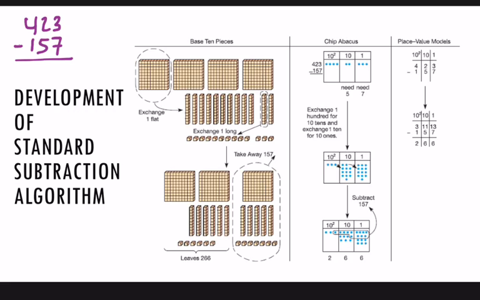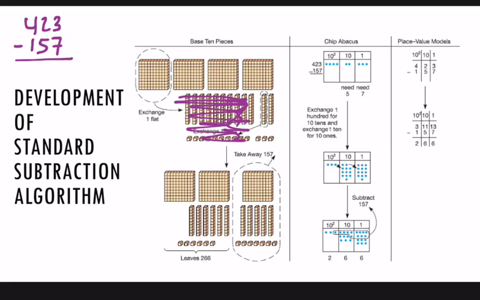Here's what this looks like in base 10 pieces. You kind of have to ignore their exchanges at first. They showed this all at once, so let's ignore this. But here we have 4 flats, 2 longs, and 3 units, so that's 423.